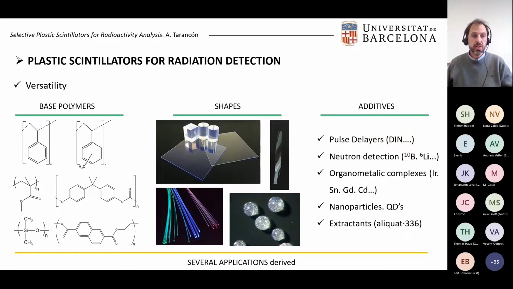So the main characteristic is their versatility. So you can find polymers of different compositions, different base polymers with different properties. You can prepare plastic scintillators in different shapes and sizes, from microspheres to blocks or fibers. And also you can add several additives that change the properties of the plastic scintillators.